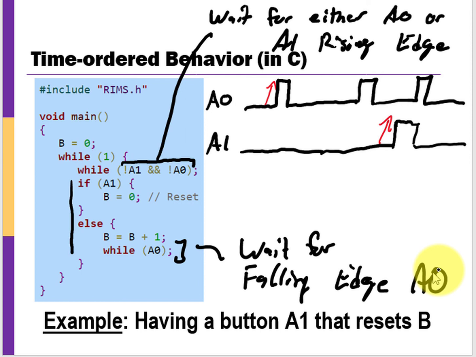Now, we don't really need to wait for the falling edge for A1, because if we kept on running through and hitting this reset over and over again, it doesn't really matter. You might actually want that while the button's being held, just continuing to reset the thing, which is fine. You just keep setting it back to 0 while someone's holding the button.